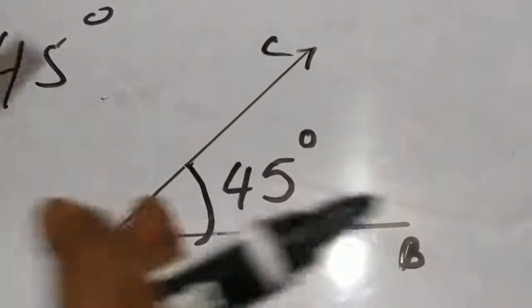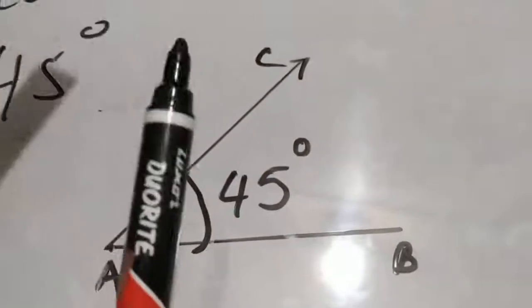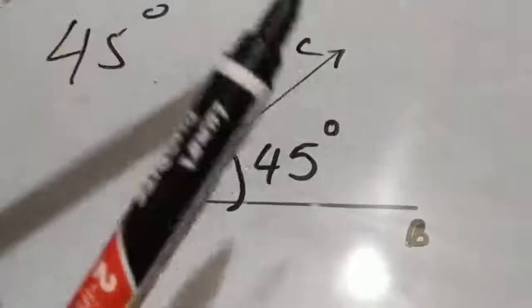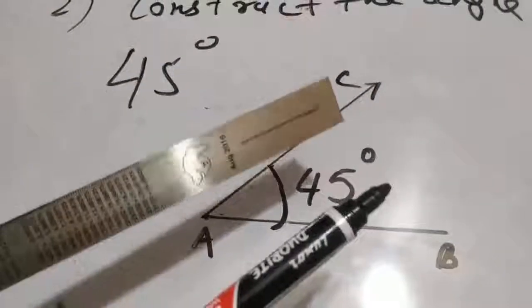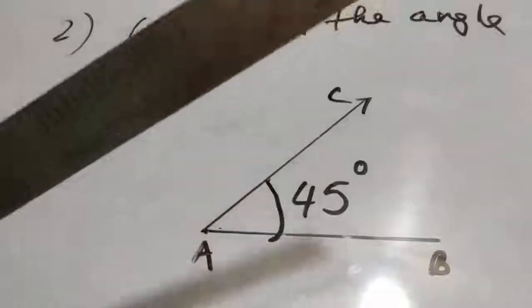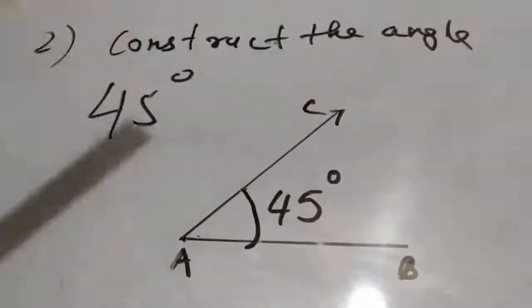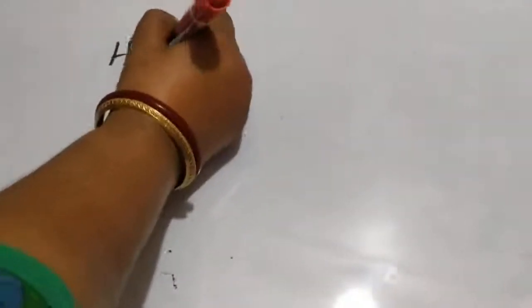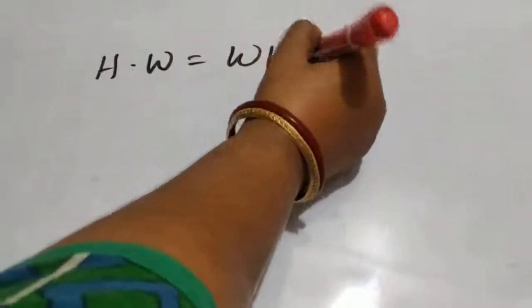Always remember, I am showing you with this marker pen, but you have to use a ruler and pencil. Don't use a pen to draw any angle or any geometrical figure in your maths copy. You must use a ruler and a pencil. Remember that. So now, what is your homework, children? Your homework is worksheet number 3.